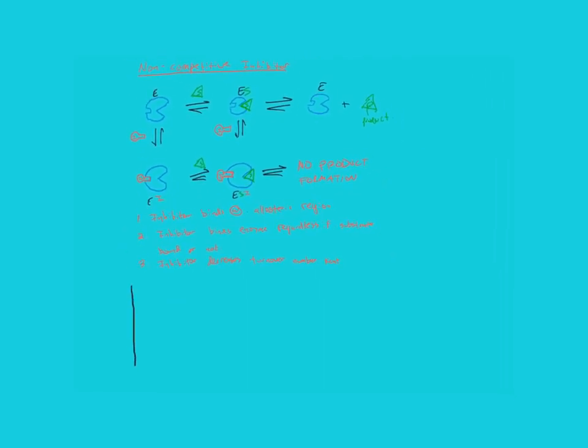Our Km is going to stay the same. Our Km is unaffected here. And that's because the enzyme can still bind equally to the substrate, regardless if there's an inhibitor bound or not. So the inhibitor does not affect the substrate, and the substrate does not affect the inhibitor. They act independently of each other.